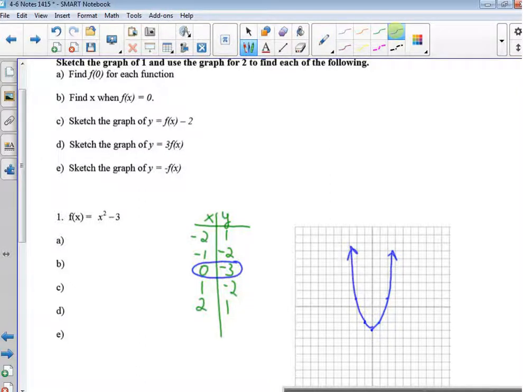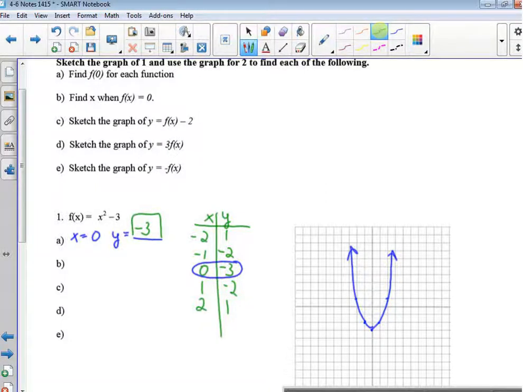Okay, so find f of 0 means when x is equal to 0, what's y equal to? Well, you can see that in the table of values. It's equal to negative 3. So that's the answer to A.